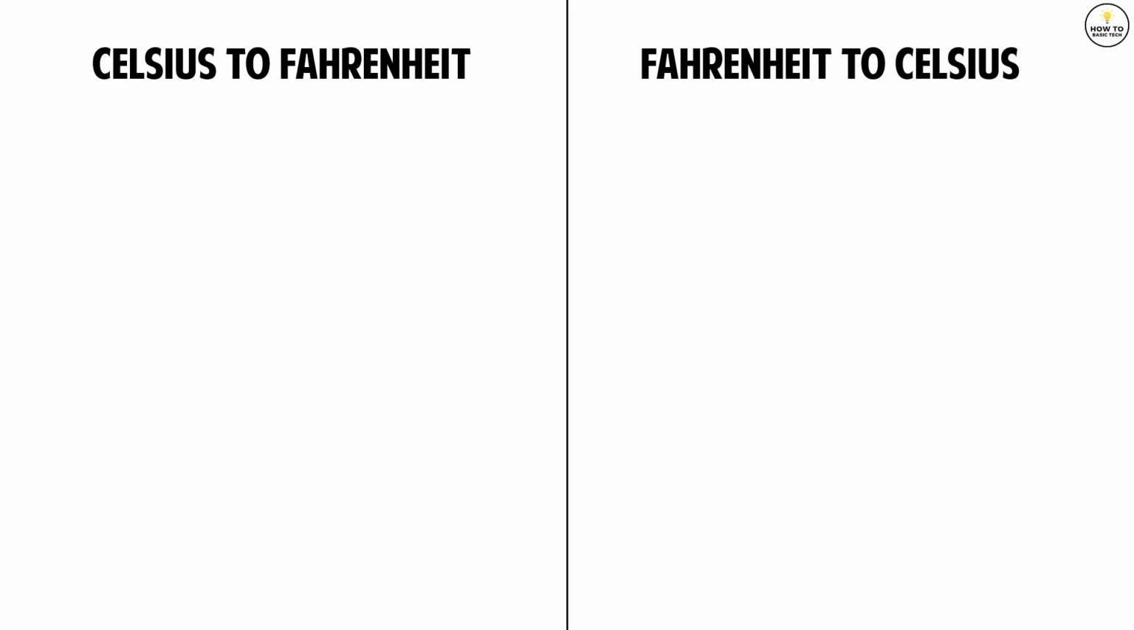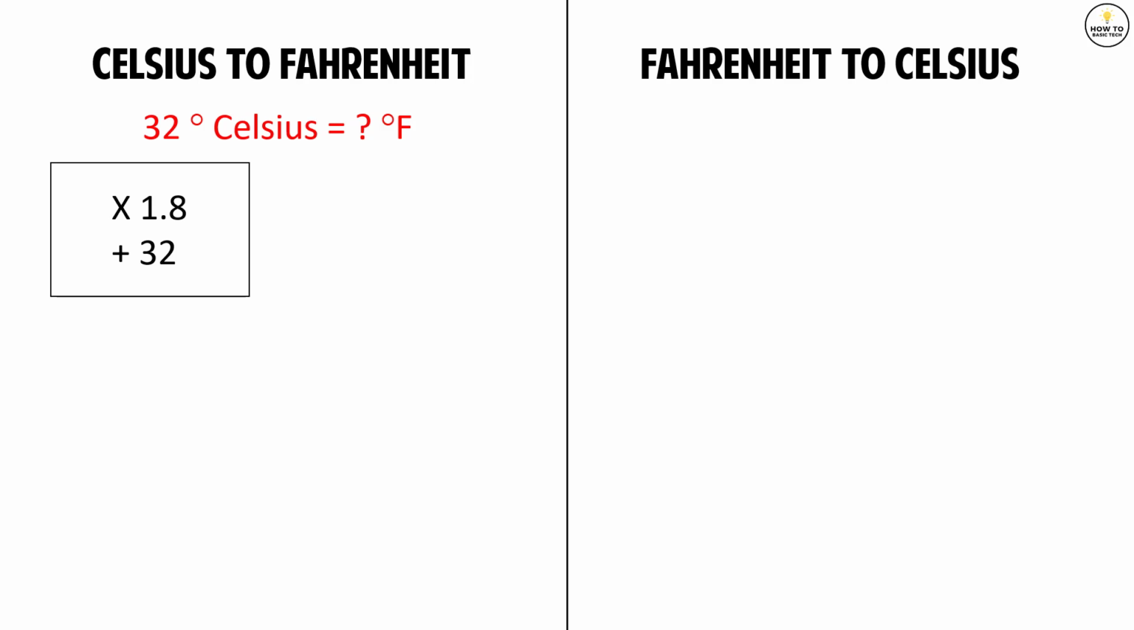Let's suppose we want to convert 32 degrees Celsius to its equivalent Fahrenheit value. So we need to perform two mathematical operations. First one is to multiply the Celsius value with 1.8 and then add 32 to that value.